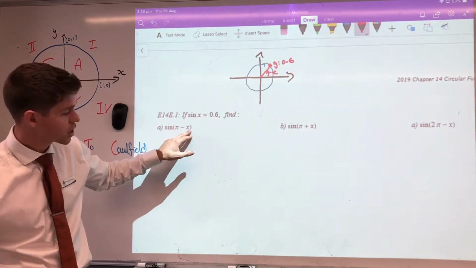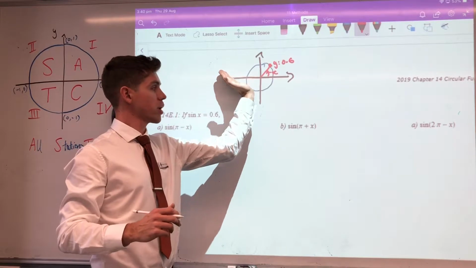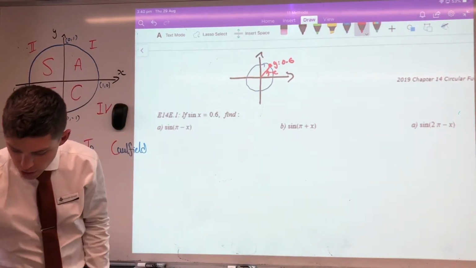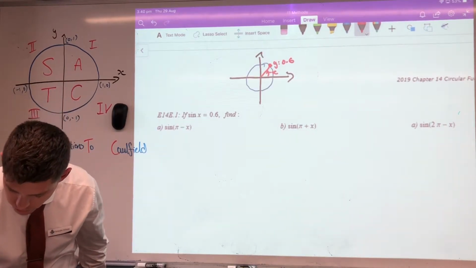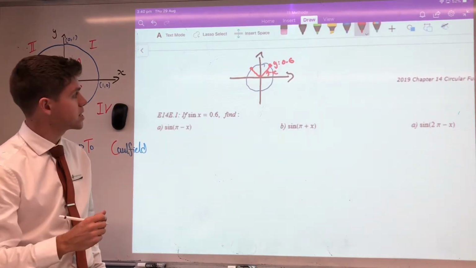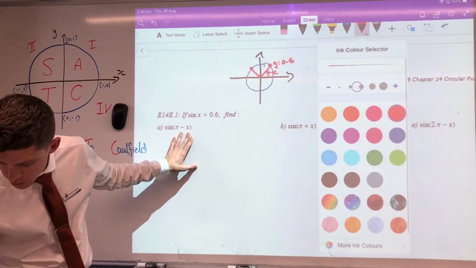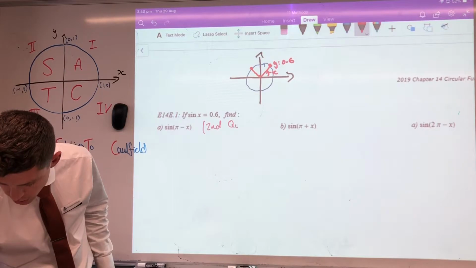So this is actually referring to an angle in the second quadrant. If we take pi, which is here, and then we subtract the angle, so we're moving in a clockwise direction, then that gives us the same angle here, but in the second quadrant. So this is giving us a value in the second quadrant.